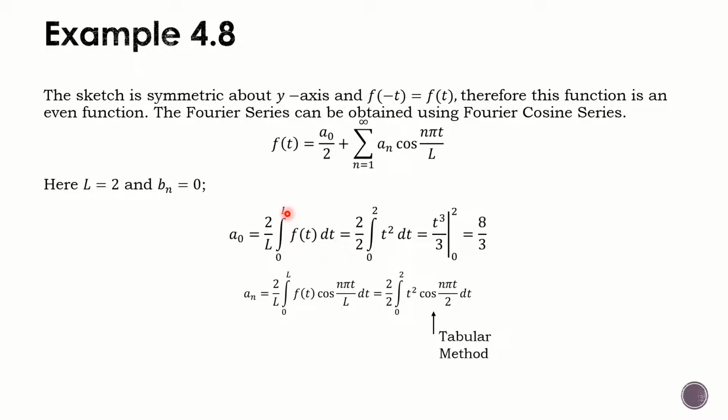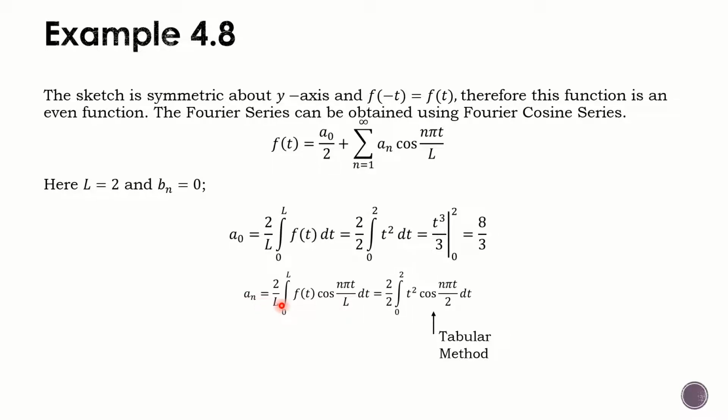We solve the integration in half range instead of full range due to the symmetric property, and we multiply by 2. Then we put in the value of 2 into the formula: 2 on 2, the integration from 0 to 2, t squared dt. Then we integrate t squared, we get t cubed on 3 with the limit 0 to 2. The 2 over 2 cancels out and becomes 1. When we substitute the limits, it equals 8 on 3.